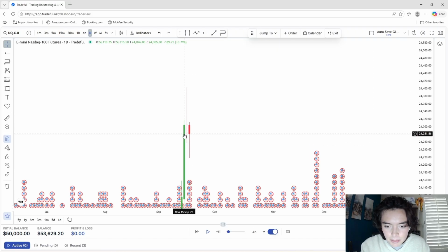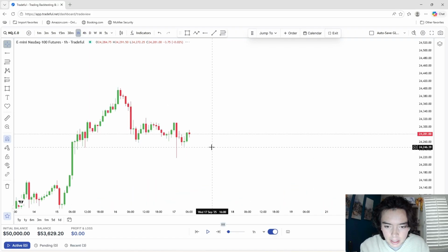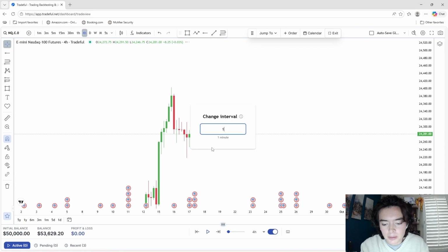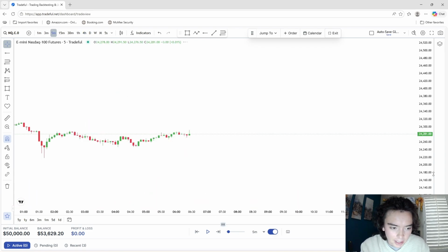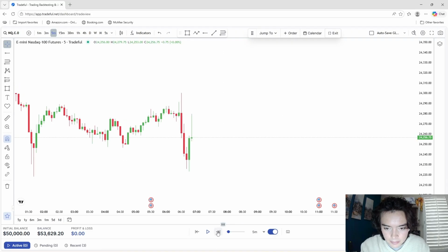Okay, so we actually ended up tapping into this daily gap. Hopefully we can reject off of it and then shoot for higher. But honestly, the 4 hour looks pretty bearish. So does the 1 hour. So let's just play this out, see what we end up doing.